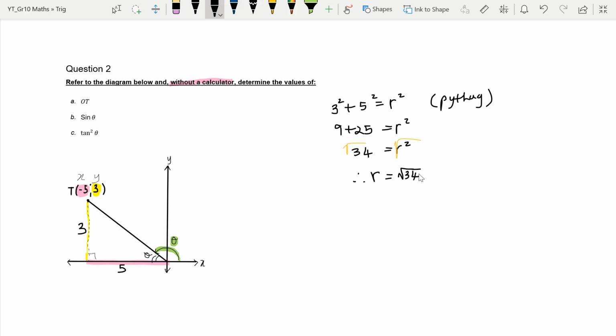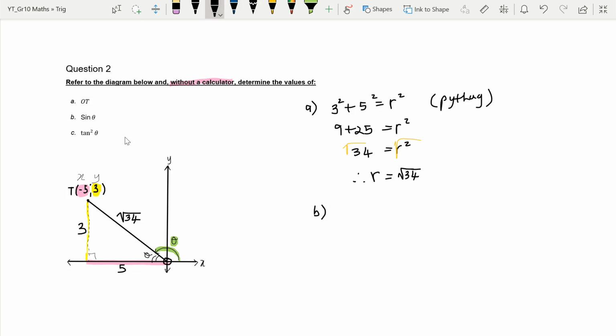Not a perfect square. Obviously, we can put that into our calculators, but I'm just going to leave it like that. I'm just going to work with that as is. Then we don't have to worry about rounding and all of that. Okay, so we found that. Oh, I think that was actually the first question. So that would be our origin, our O, and there is our point T. So that was actually A. Okay, so that answered the first question.